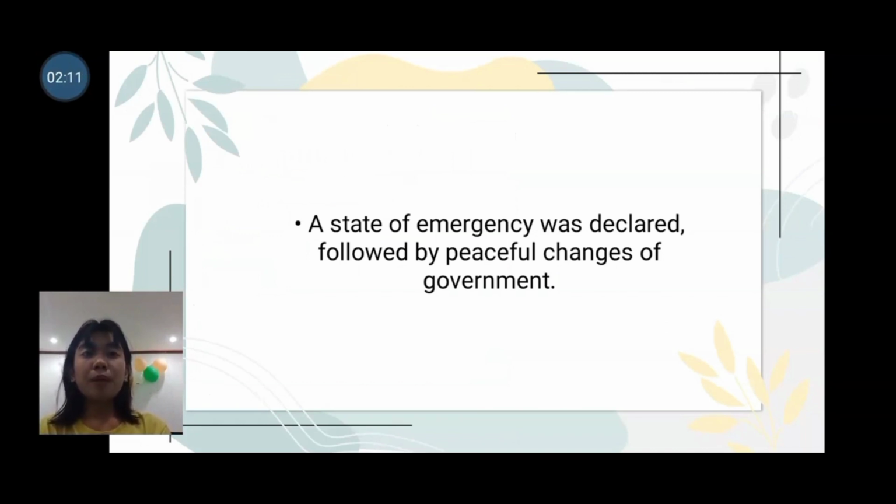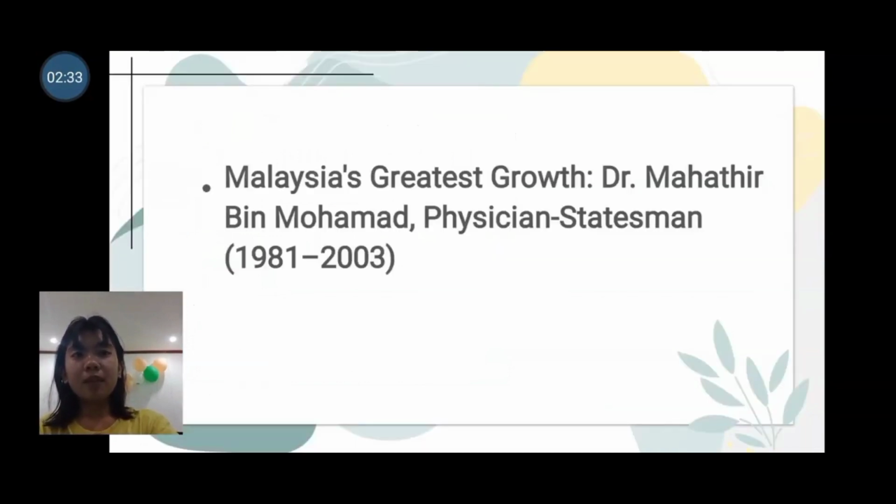So the government takes place and creates new legislation or new industry. So the government is responsible for ruling the people and making changes for their citizens. So in that time, and now, Malaysia's greatest growth came from Dr. Mahathir bin Mohamad. He is a physician statesman, from 1981 to 2003.